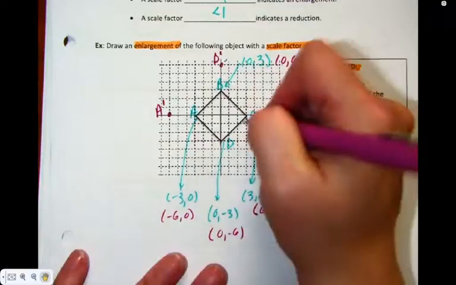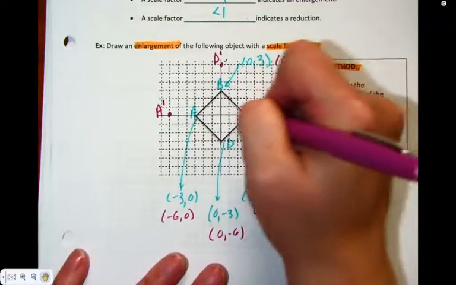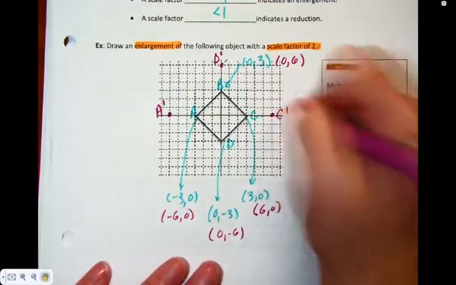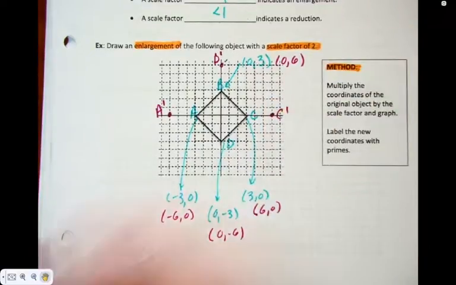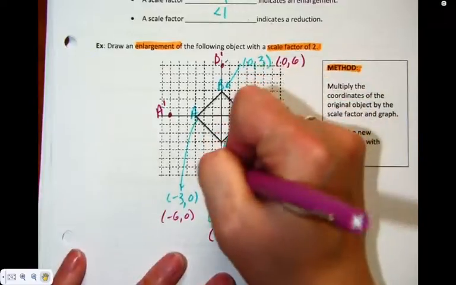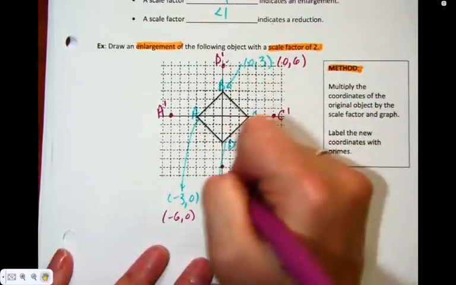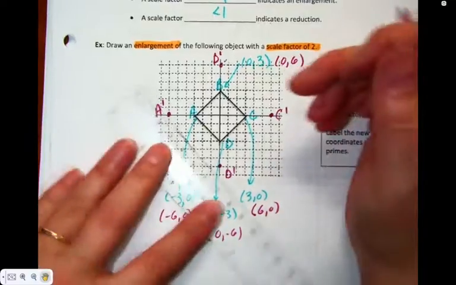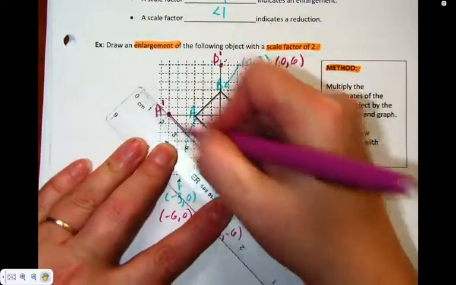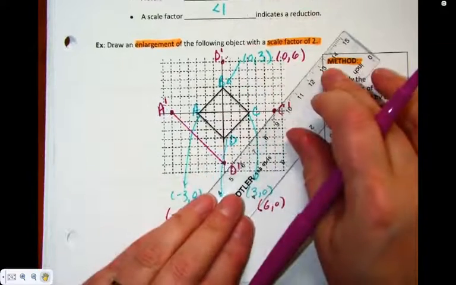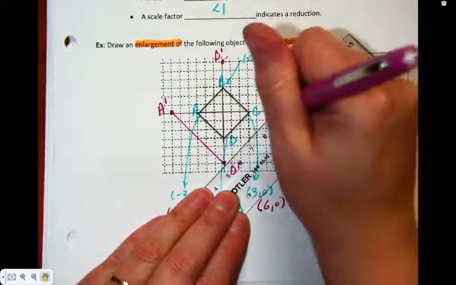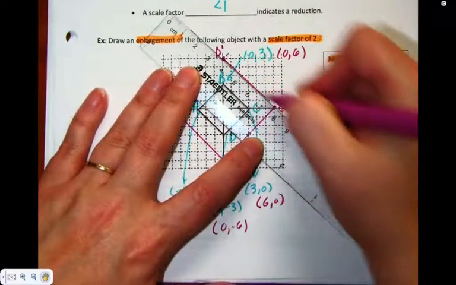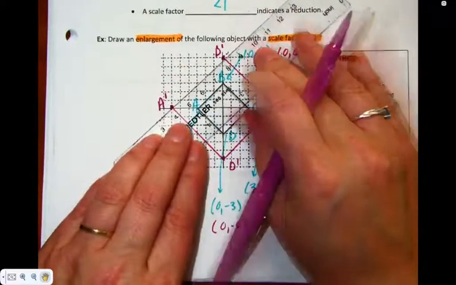The one on the right goes out to 6, and its name shall be C prime. And the one on the bottom goes down 6. And D prime. Then we just join the points. Here's our first enlargement. Did it get twice as large? Yeah, it kind of does.